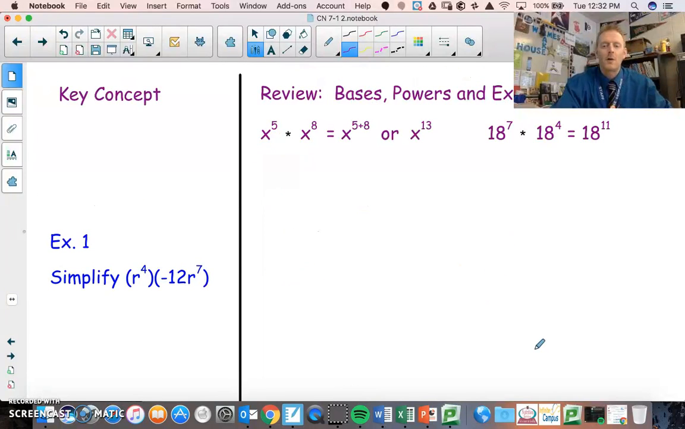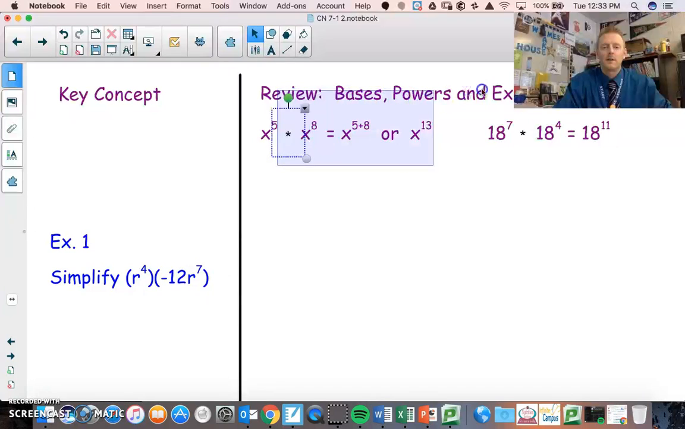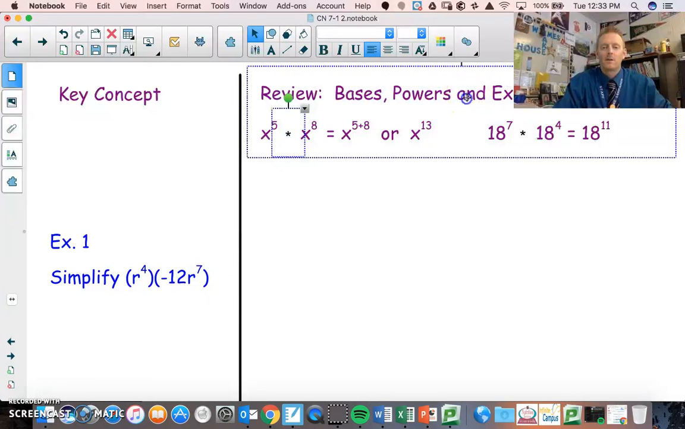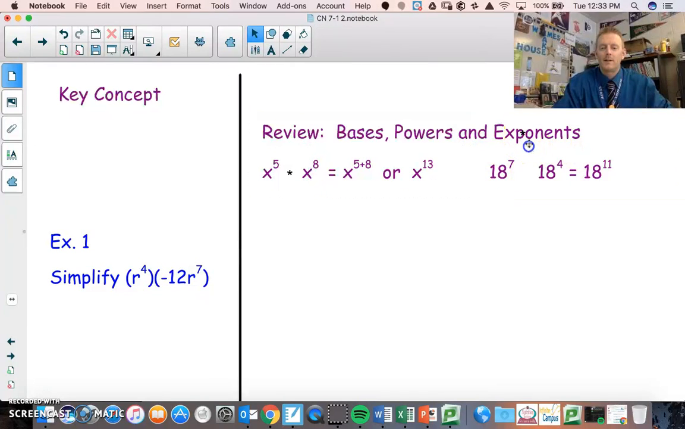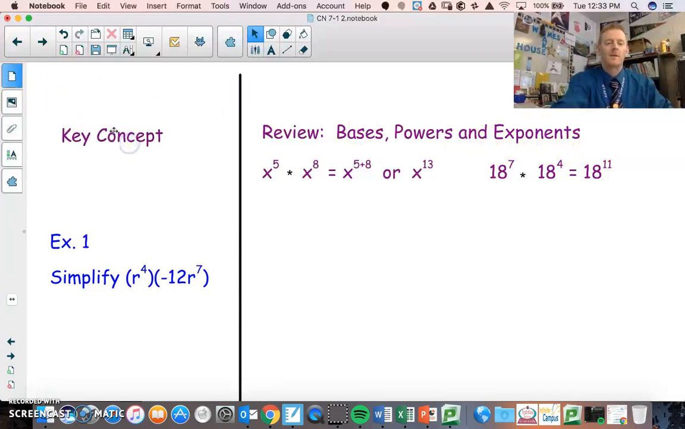All right, so here we go. We have a key concept here. Our most important thing here. Big idea here. We have bases, powers, and exponents, just a review of certain things. When you multiply x to the 5th times x to the 8th, you just add the exponents together to get x to the 13th.